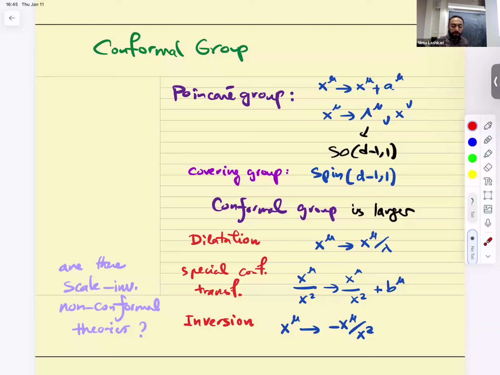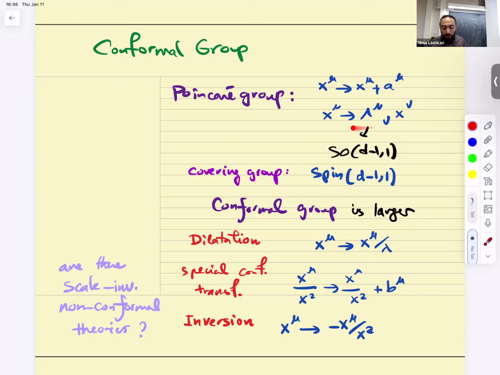Now we talked about projective representations, and we said that we often think about covering groups, like in the case of spinors, and that group is Spin(d-1,1), right? So these are familiar, hopefully, from the representation theory that we discussed.